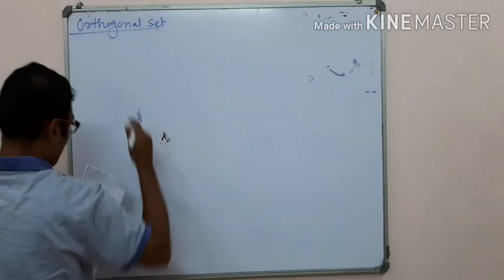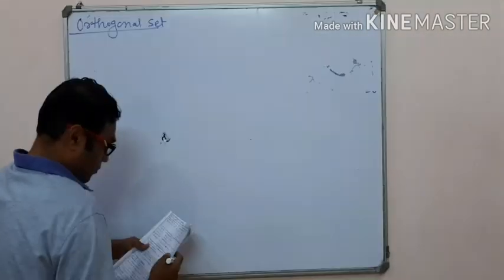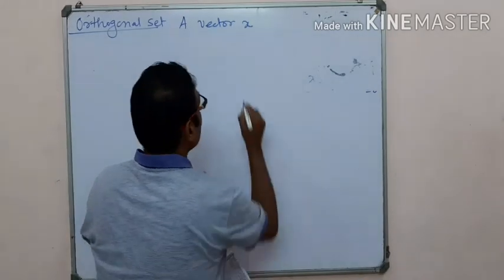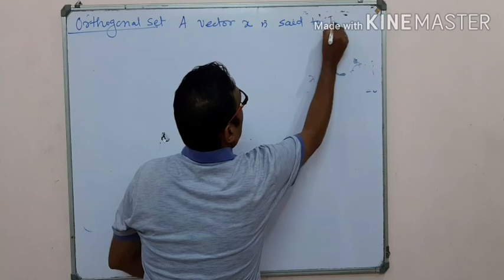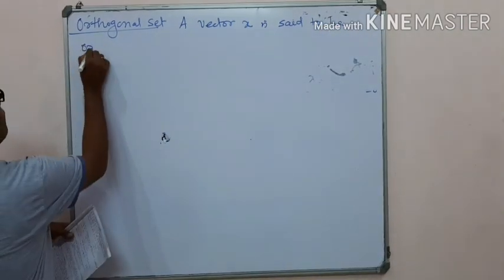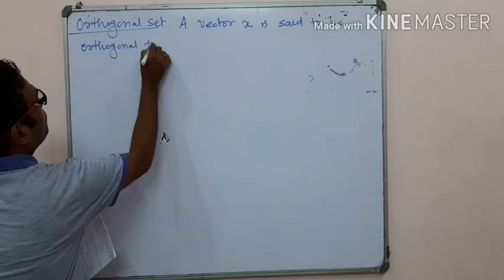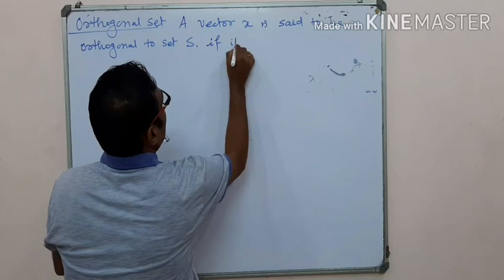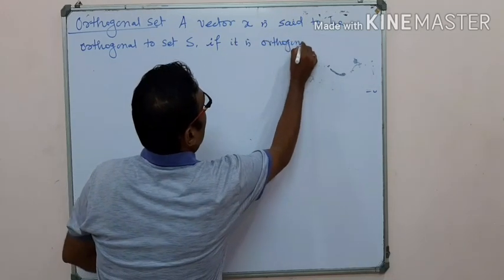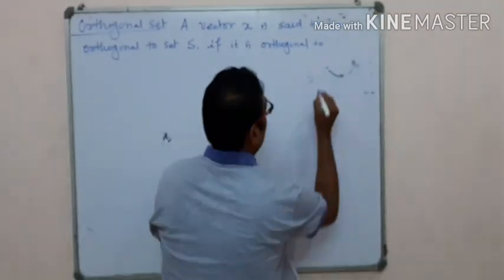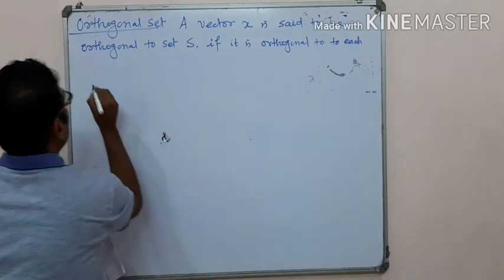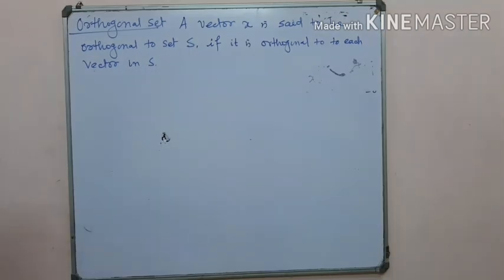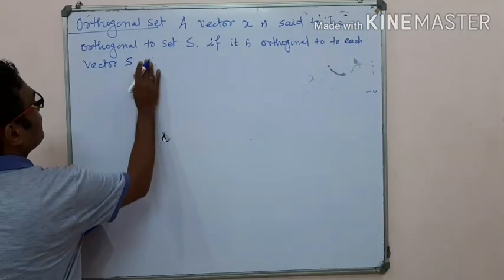Orthogonal set. What is an orthogonal set? The vector x is said to be orthogonal to set S if it is orthogonal to each vector in S.